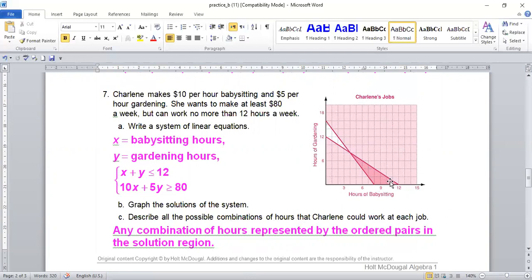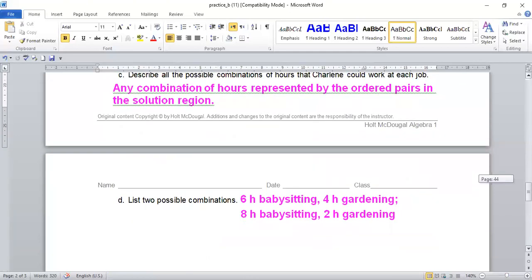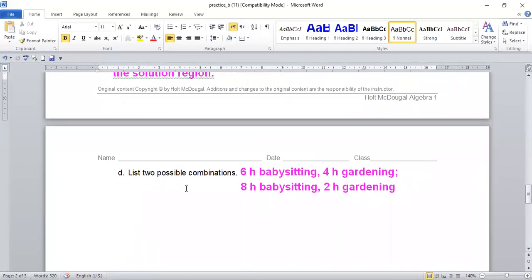Next, they said describe all possible combinations of hours that Charlene could work at each job. So here you have to describe the solution. How did they describe this? They said any combination of hours represented by the ordered pairs in the solution region. Remember we wrote something like all points between the lines. Now of course these are not parallel lines, right? So we cannot say all points between the parallel lines. So we need to put it in a correct way. You can say it as all the hours represented by the shaded or solution region. You can just write it in your own words, that's all. But I just wanted you to concentrate on this part because it's going to be something when you have MCQs.